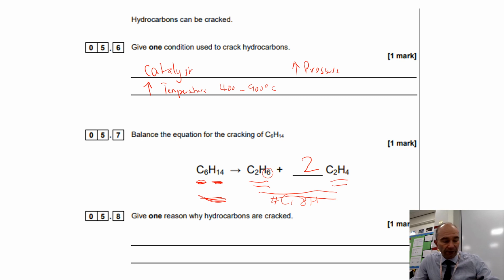5.8. Give one reason why hydrocarbons are cracked. It's to make the chains shorter, to make smaller molecules which can be used as fuels. Long chain hydrocarbons aren't as useful, therefore we need to break them up, and like I said, it's to make smaller molecules, or you could talk about to produce fuels. Either answer will get you the mark.